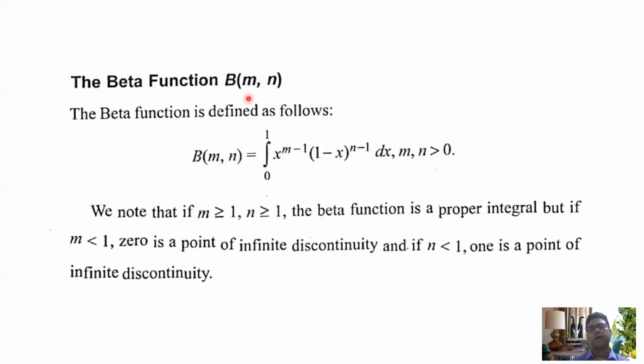Beta function, that is beta mn, is defined as follows. Beta mn is equal to integral from 0 to 1 of x to the power m minus 1 into (1 minus x) to the power n minus 1 dx, where m and n must be positive. This is a very, very important condition. Without this, this is totally meaningless. We note that if m and n are greater than or equal to 1, the beta function is a proper integral. But if m is less than 1, then 0 is the point of infinite discontinuity, and if n is less than 1, 1 is the point of infinite discontinuity.